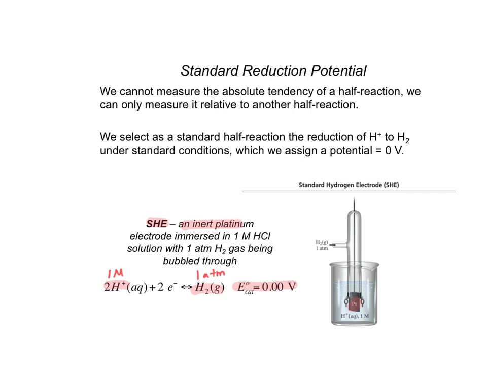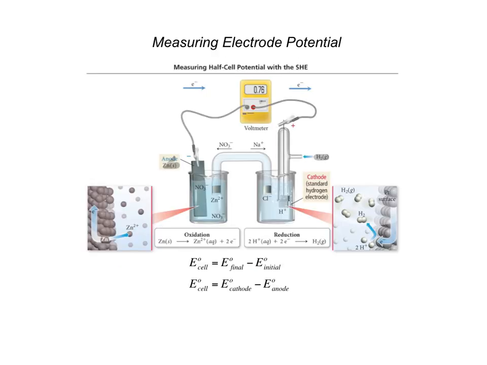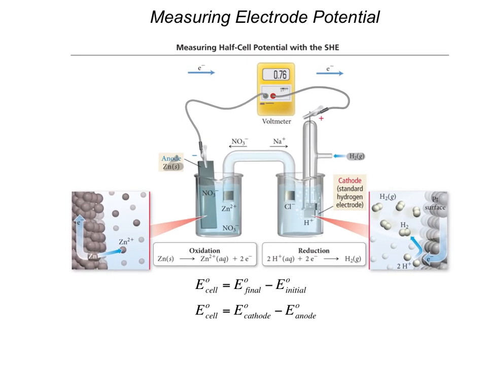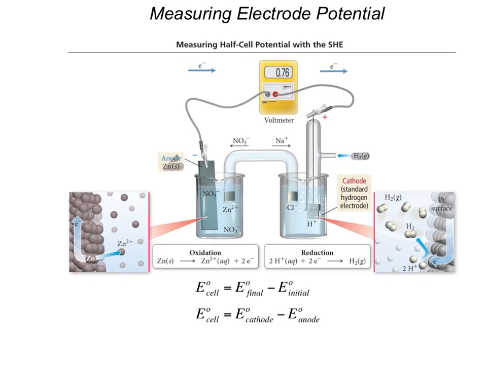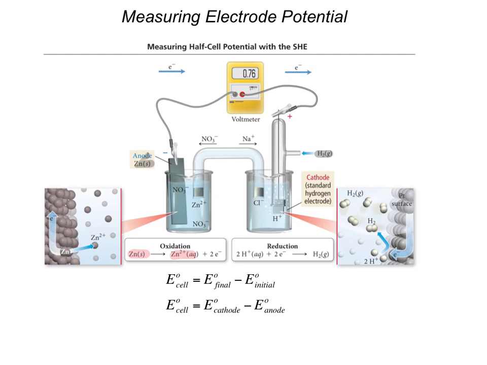Okay, so now, if we take our little standard hydrogen electrode, we've made it, we've put it in our lab, and we connect it to another half reaction, right? So let's say that we connect it to our zinc electrode, where we had zinc solid in solution with zinc 2+. We connect the two together, right, and we measure the voltage. We measure the potential difference between the two, okay?